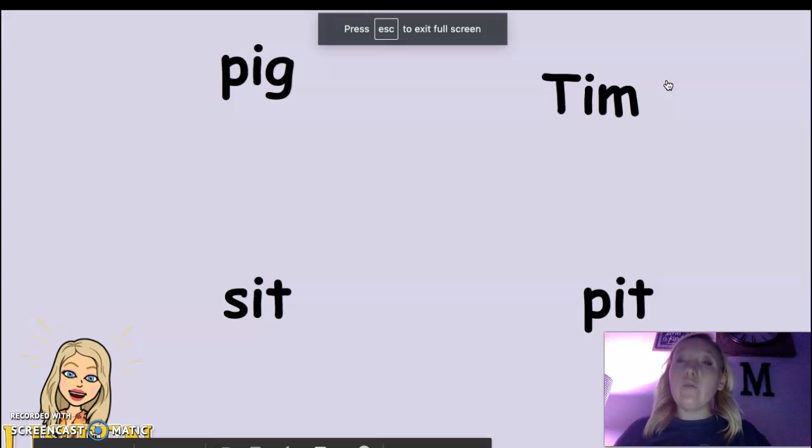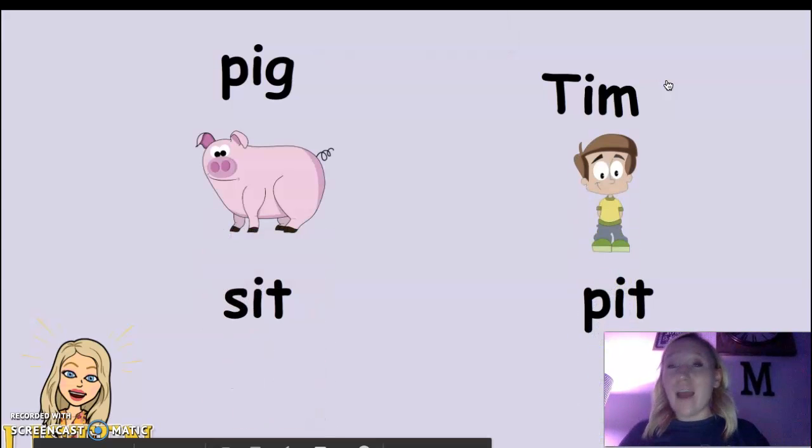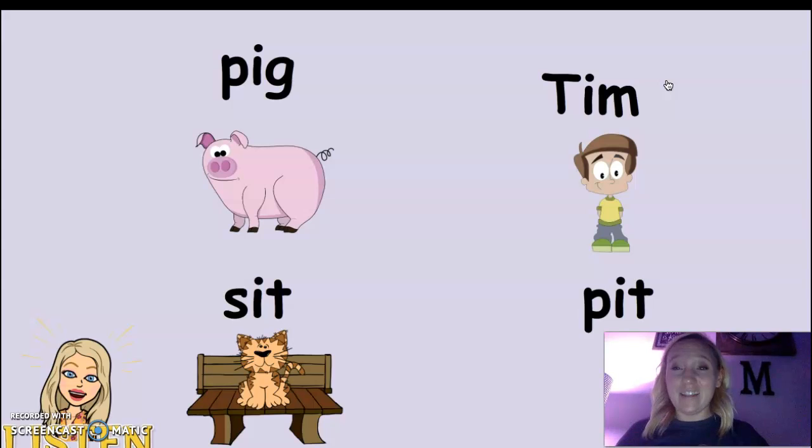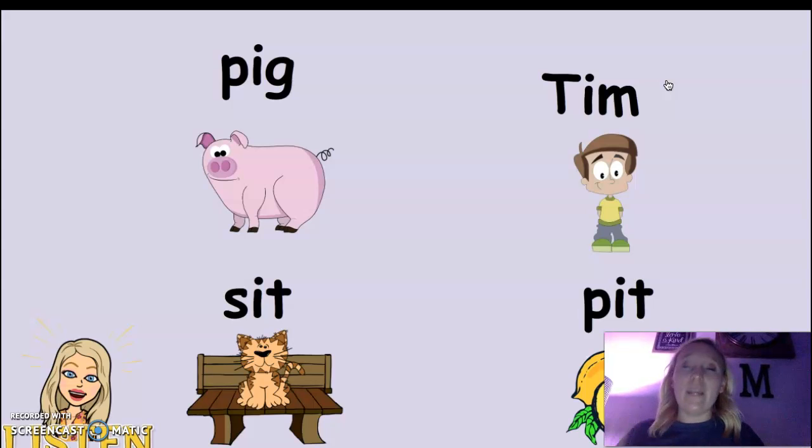Now, we are going to work on practicing hearing the I sound in the middle of some words. We are going to sort some pictures under two columns. So one column, it'll be the words that have the I sound in the middle. So we'll sort all the words or the pictures that have the I sound in the middle underneath that column.